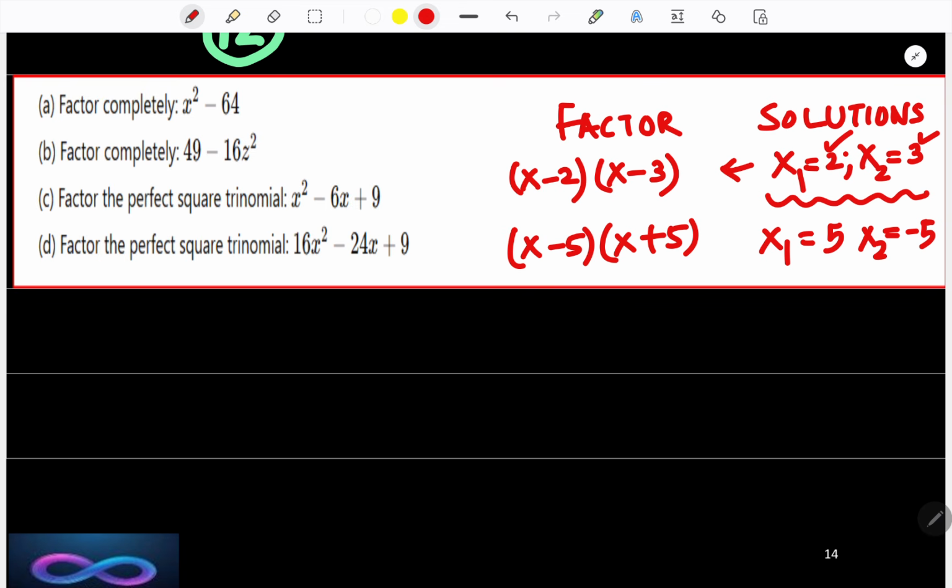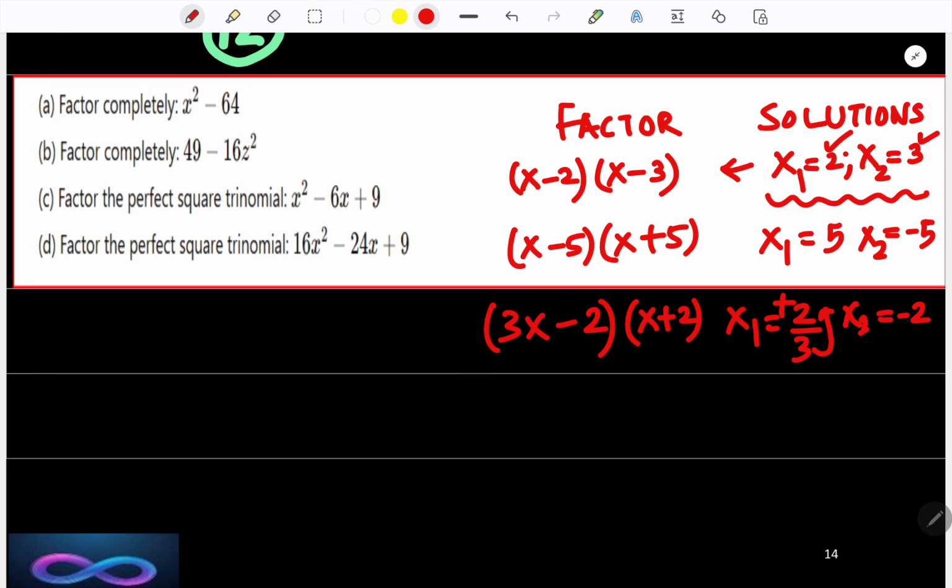Plus 5. Okay, teacher. Suppose I get x1 equals 2 by 3 and x2 is equal to minus 2. How will I write? When it is in fractions, come from down. So you are going to write 3x. If it is plus here, you put minus. If it is minus, you put plus. So 3x minus 2, and this is x plus 2. So keep in your mind, this is called factor and this is called solutions. Either you can use this idea or you can use the special product formula.